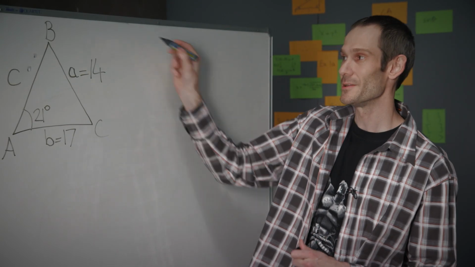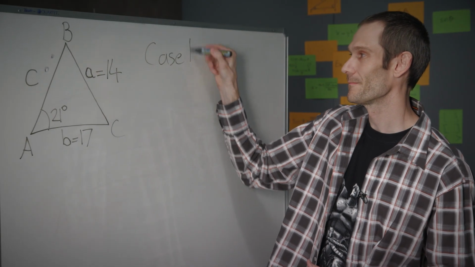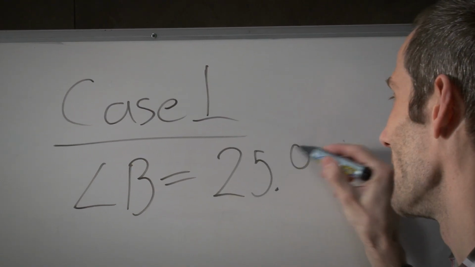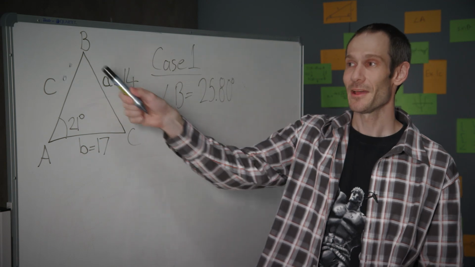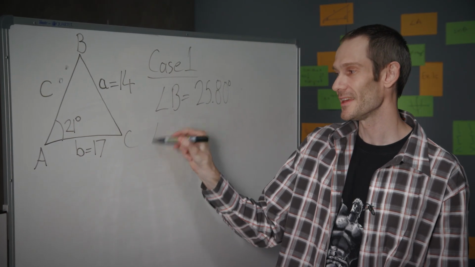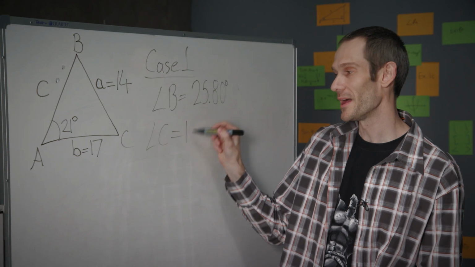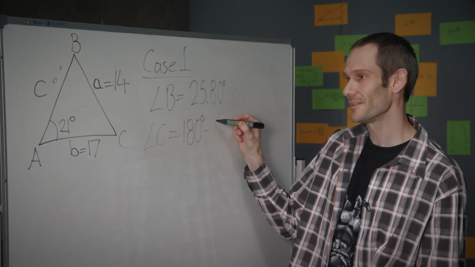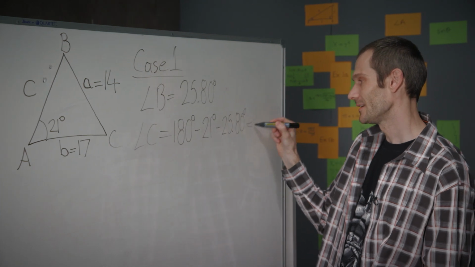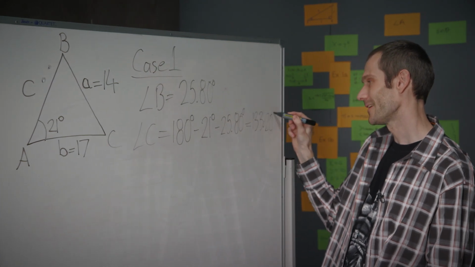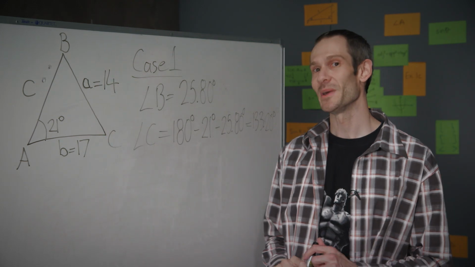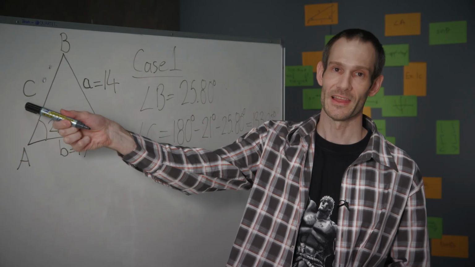Starting with our first case, where the angle at B was equal to 25.8 degrees, we now have two angles in our triangle. To determine that last angle at C, all the angles in the triangle add up to 180 degrees. So 180 degrees, subtract away those two angles that I already have, gives me my remaining angle at C. Now I have all the angles in the triangle. The one bit of information I still haven't found is the side length c.